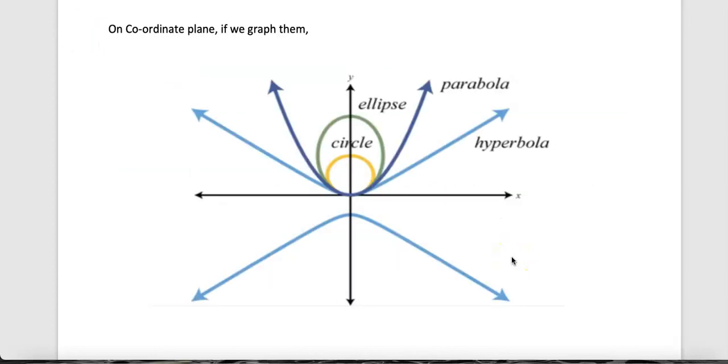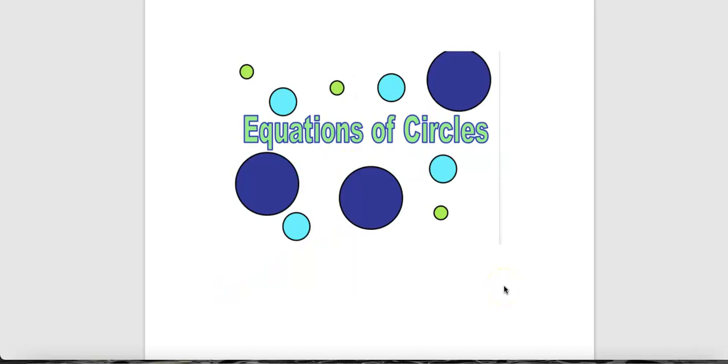So if I am graphing my conic sections on a coordinate plane, it will look like this. This yellow part is your circle. This green one is your ellipse, this is your parabola, and this is your hyperbola. So when I'm doing this on the coordinate plane, it will look like this. Now let's talk about equations of circles.